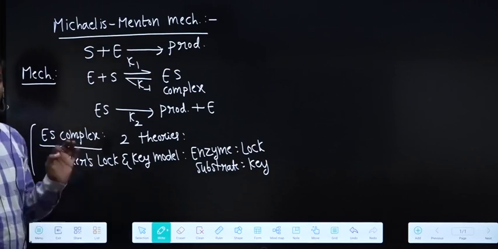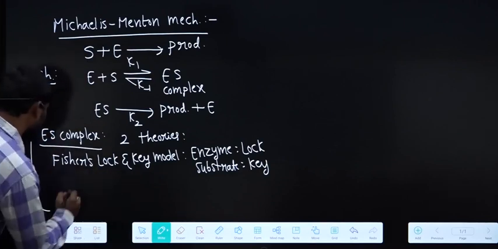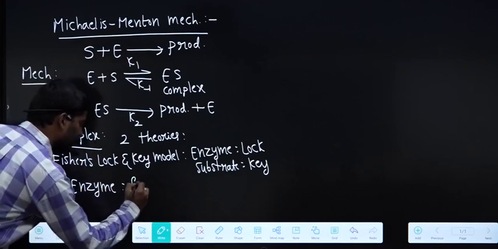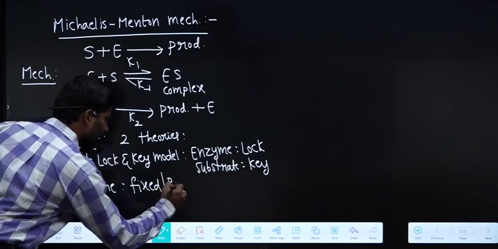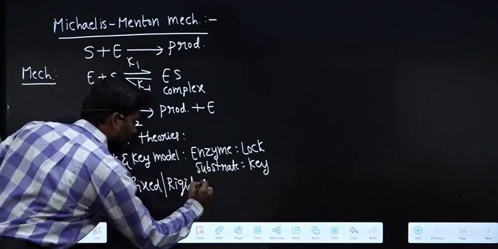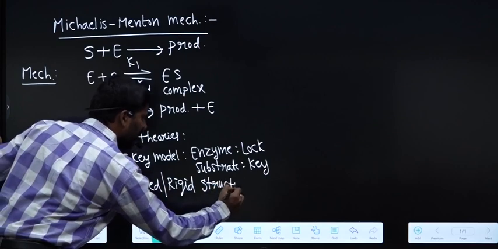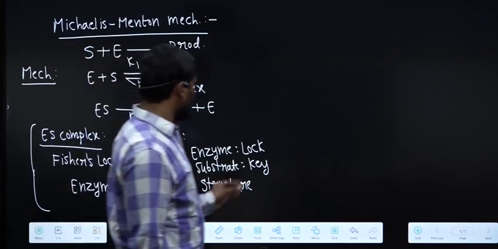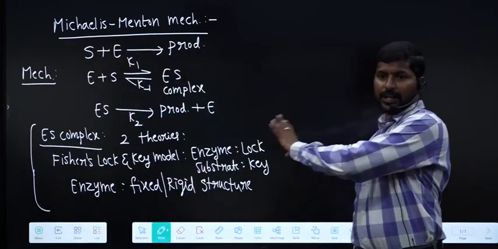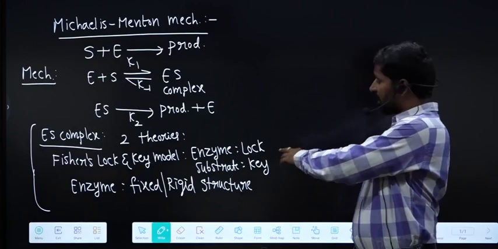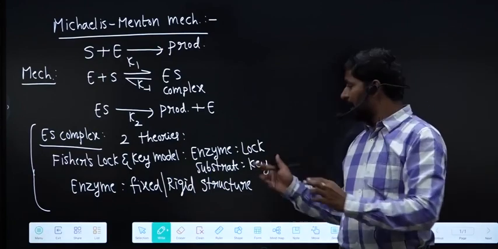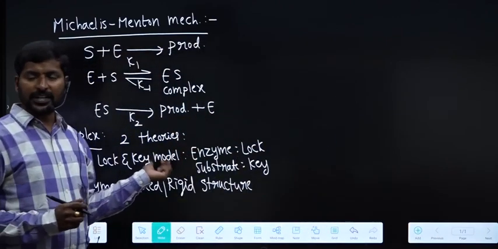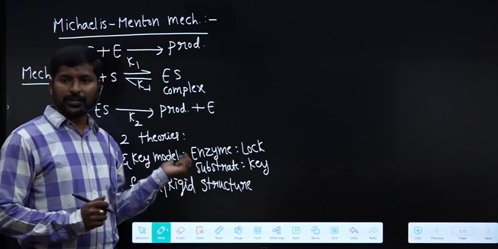According to this model, enzyme possesses a fixed or rigid structure. Whether its structure is flexible or not flexible: it is not flexible, its structure is fixed. A proper key can only open a particular lock. Similarly, a particular substrate only can fit into the active site of the enzyme.